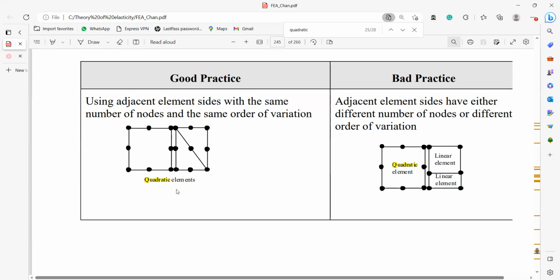So the good practice would be, if you look here, this element has mid nodes and this element also has mid nodes. And similarly, this element also has mid nodes. So they don't have a problem with sharing the common nodes here, here, here. These are the 3 locations where you have shared nodes. Since all the elements are quadratic elements, they are of the same order, so they gel well, and it is a good practice to keep them together.